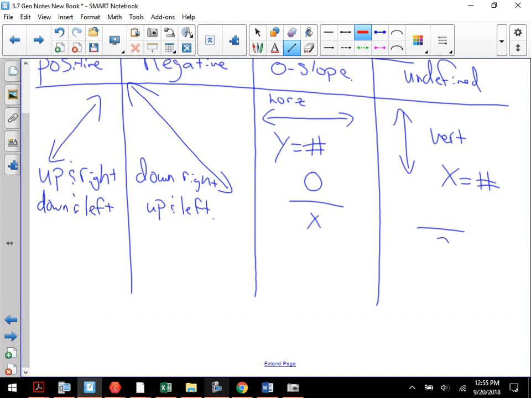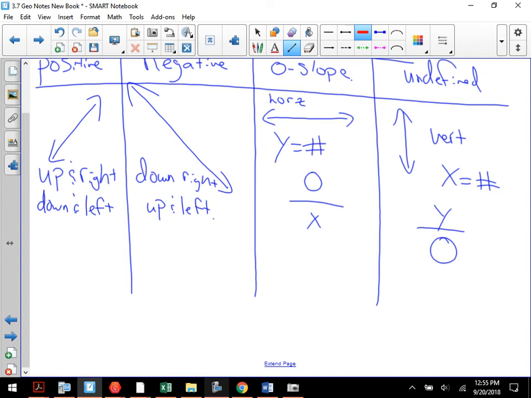Yes, ma'am? Okay, this is like, is that like a hint that for what, when you're doing slopes or when you're graphing them? Okay.